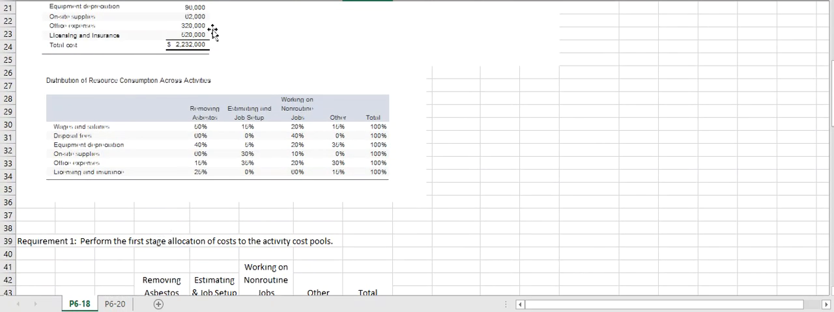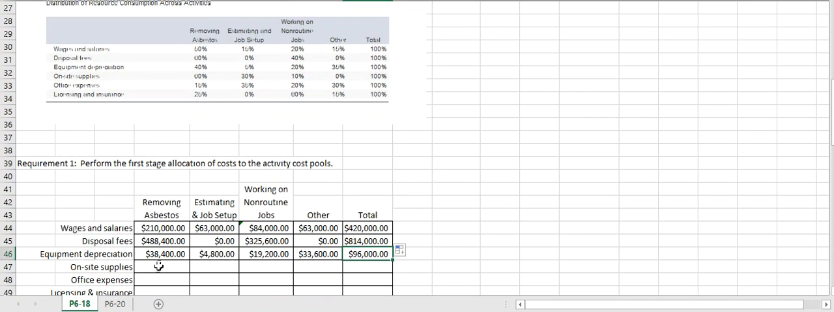On-site supplies were $62,000. So same process, $62,000 times 60% for removal, and 30% for job setup, and 10% for non-routine, and $0 for other. So if we total across, it should be $62,000.